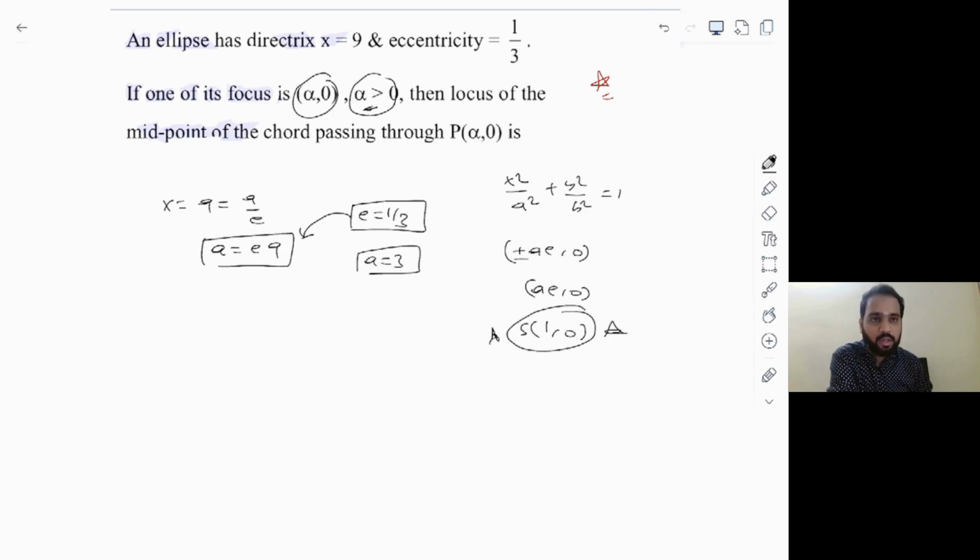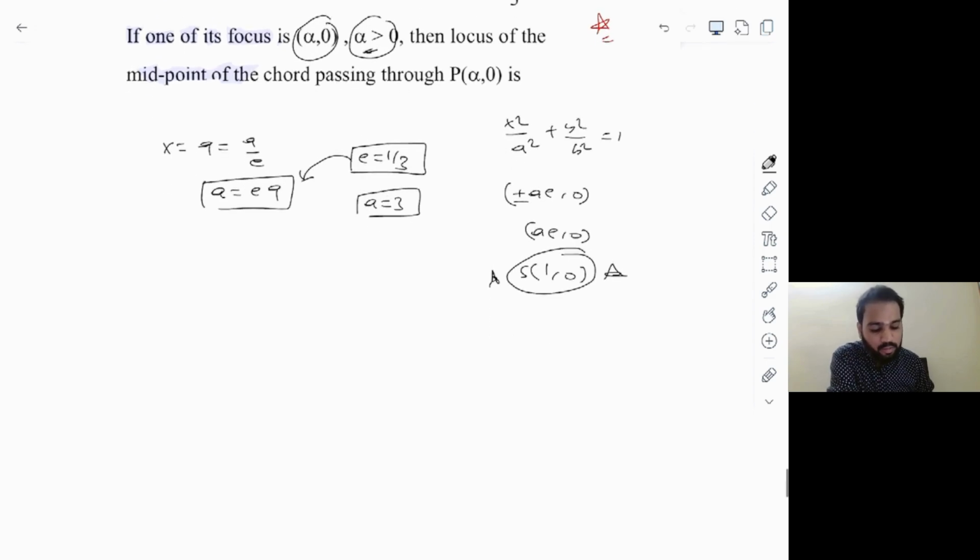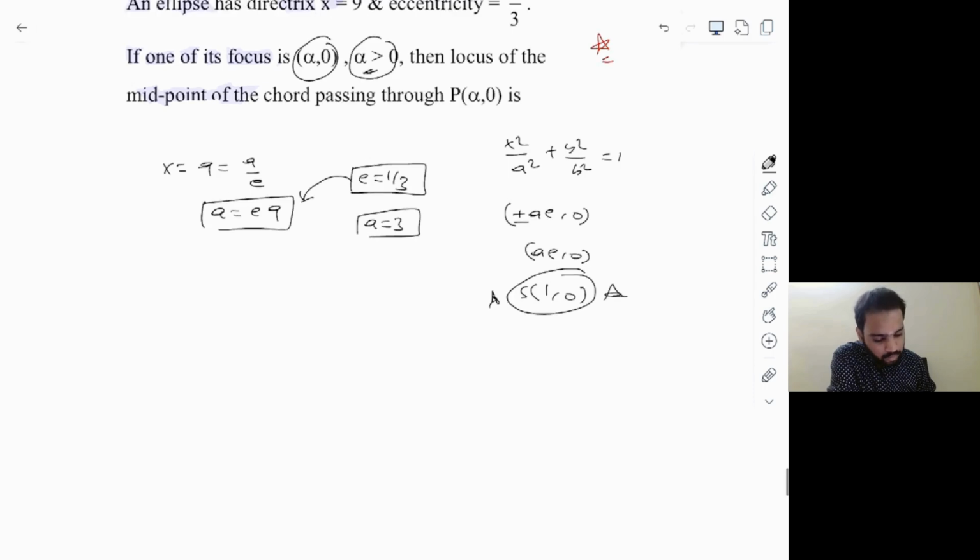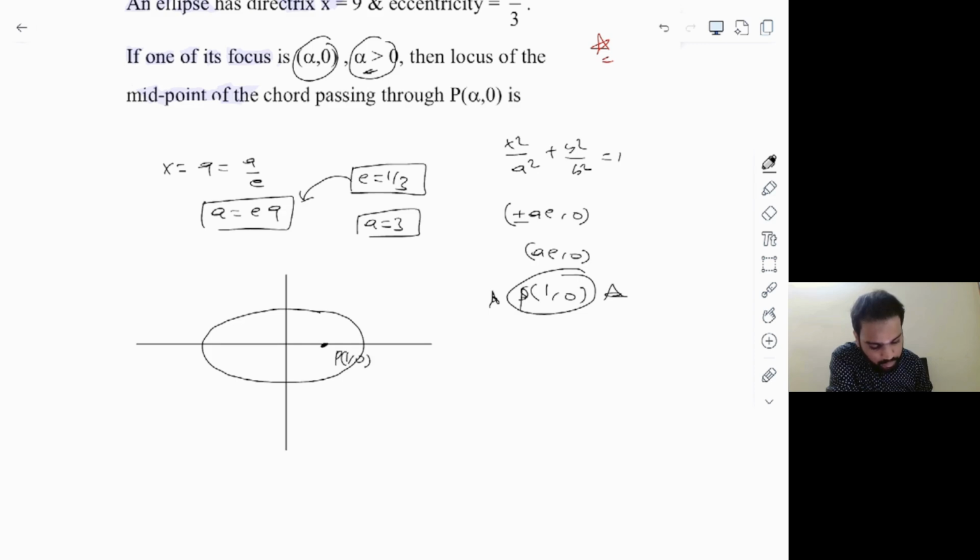Now look at the interesting part here. We have to find out the locus of the midpoint of the chord that passes through the point P alpha comma 0. Okay. So here they are saying this focus is point P, right? So let us take it as point P as per the given question. Now, if you draw the diagram, you will get half of the idea. So this is your point P, that is the focus, alpha comma 0, P 1 comma 0.